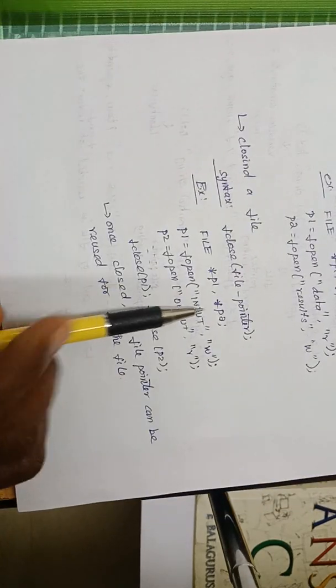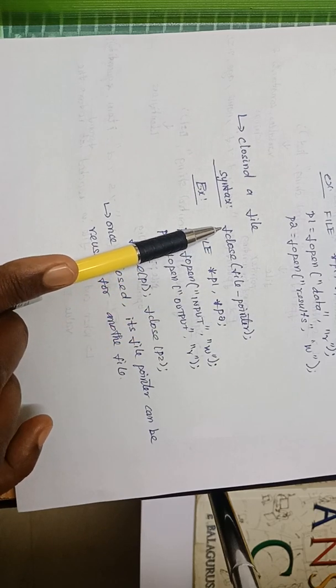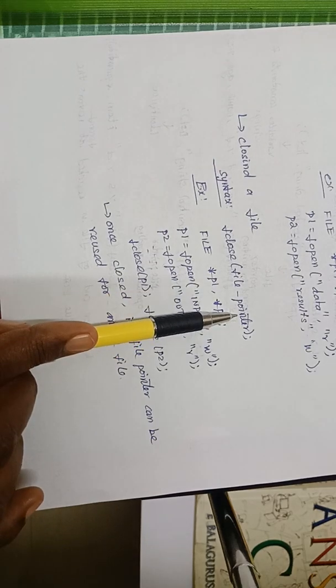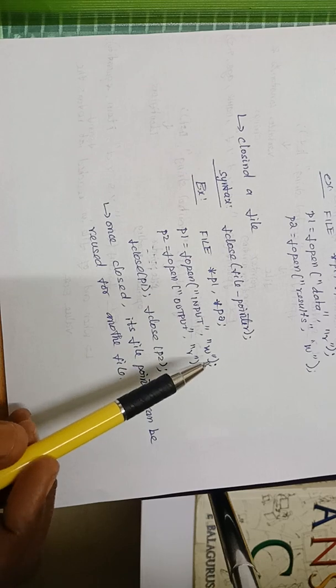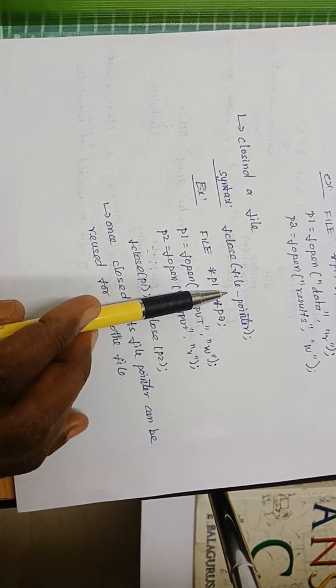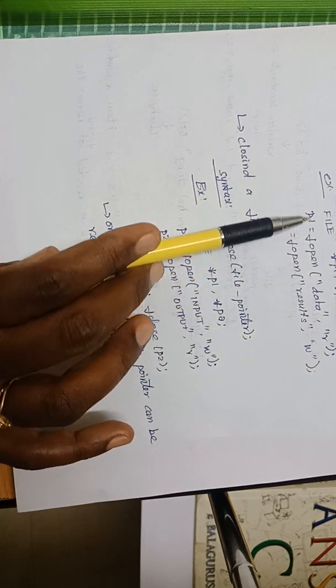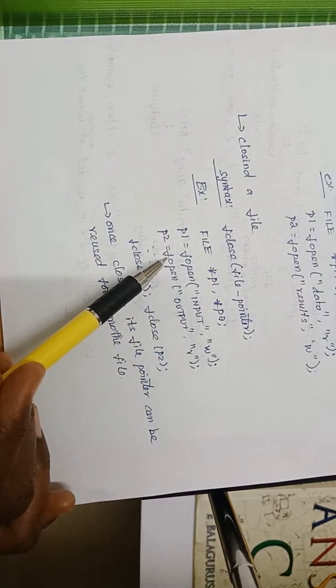Finally, for closing, you write fclose, and within brackets you write that file pointer. So the file pointer which connects the program and the file, now that link will be broken. So I can break the link between the file pointer and the file using fclose.